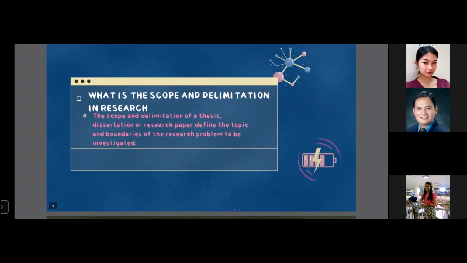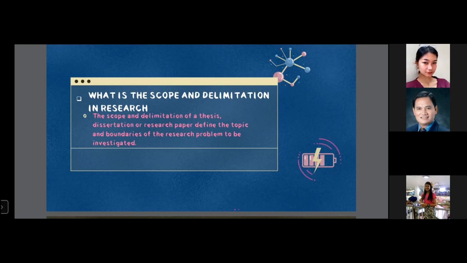So first, what is the scope and delimitation in research? The scope and delimitation of a thesis, dissertation or research paper define the topic and boundaries of the research problem to be investigated. The scope details how in-depth your study is to explore the research question and the parameters in which it will operate in relation to the population and time frame.